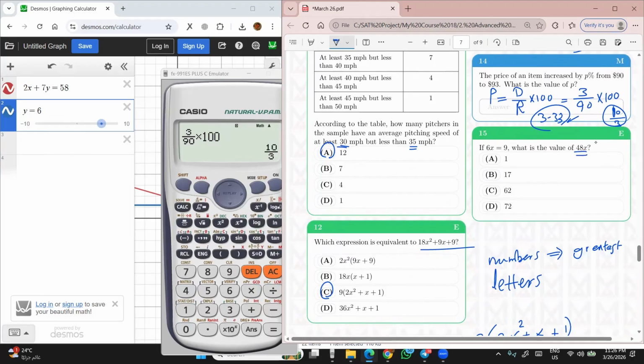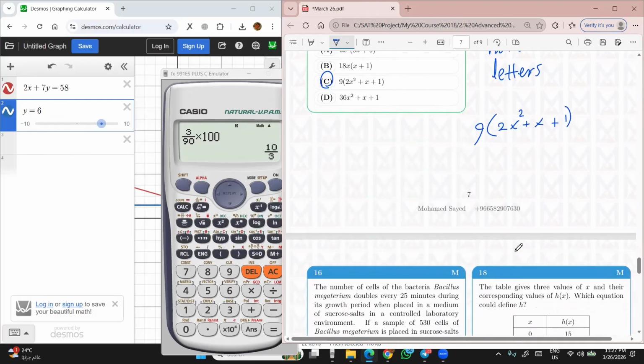In this kind of questions, no need to get the value of x itself. No need to waste your time. If you have 6x is equal to 9, how can we change 6x to be 48x? Just multiply it by 8. So multiply here by 8. Multiply here also by 8. Because 6 times 8 is 48x, and 9 times 8 is equal to 72. So the answer is 72 without making any effort.